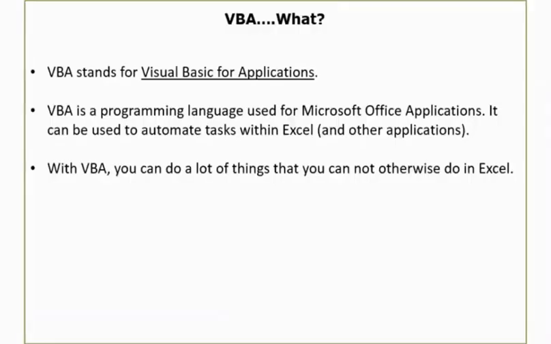VBA stands for Visual Basic for Applications. This is a standard programming language for Microsoft Office applications such as Word and PowerPoint, and you can use VBA to automate tasks within Excel or within other applications. You can also use VBA if you want these applications to talk to each other. So you can extract a report from Excel and put it in PowerPoint or in Word, or you can do a lot of automation within Excel. You can also use VBA to do a lot of stuff that you cannot do in Excel by itself. So you can create many new functions, you can use a lot of new functionalities which Excel does not provide in its basic form.